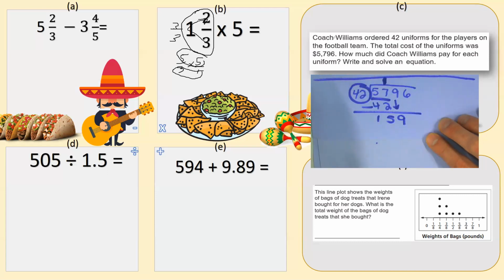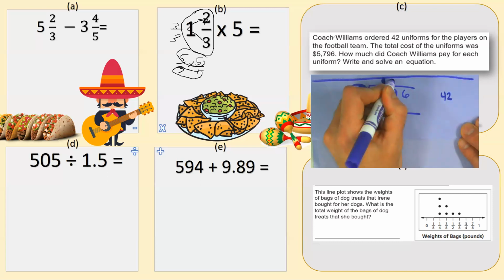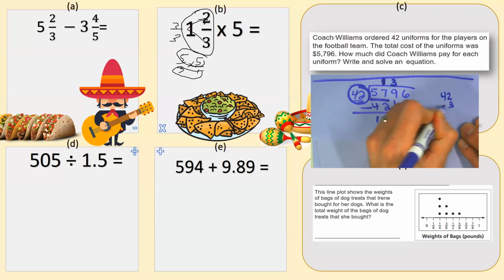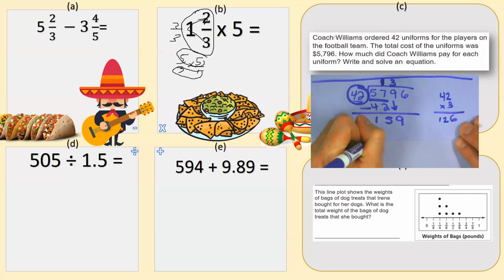How many 42s are in 159? Ooh, this is a disgusting question, right? I'm going to guess by counting by 40s. 40, 80, 120, 160. Ooh, it's not going to be 4 because 40 times 4 is 160, which is too much. And this is even more than 40. So it's got to be 3. So over here, I'm going to see what 42 times 3 is to see what's left over. It was 126. So I'm going to put my 126 here.